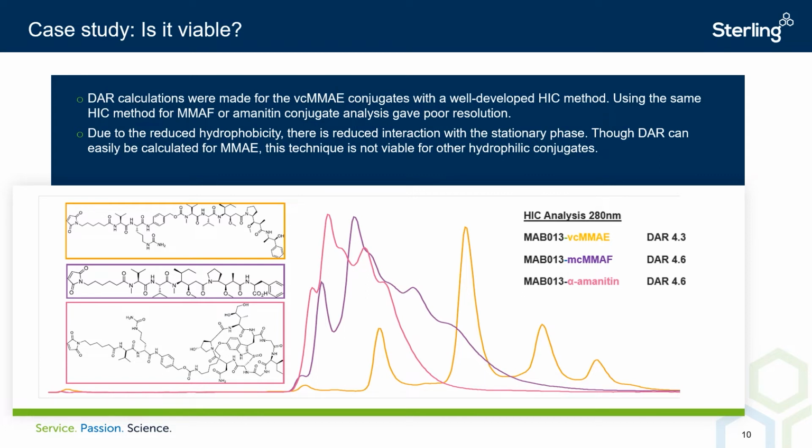Going to the purple trace of MAF, we can see the 0, 2, 4, we've got some separation, they're not baseline. When we get into the 6 and the 8, we're getting a lot of smearing, the peaks are overlapping a lot. You really can't get a quantitative DAR ratio for that molecule. And then looking at the pink trace of amanitin, we're getting a lot of smearing and overlap, even on the low DAR species. This HIC method really isn't separating those species out. So overall, for the MAE, we could use this HIC method to get a DAR, but for the other 2 molecules, a HIC would really struggle to get a DAR for these species.